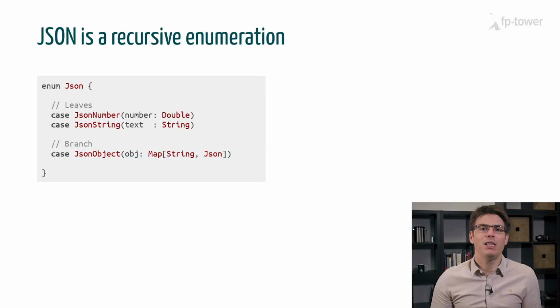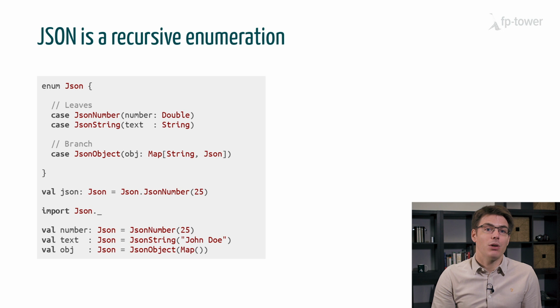In Scala, we define an enumeration using the keyword enum, followed by the name we want to give to this enumeration. Then in curly brackets, we mention each possible case. Case JSONNumber, which contains a double, case JSONString, which contains a string, and finally case JSONObject, which wraps a map of string to JSON. And it is this final case that makes JSON recursive.